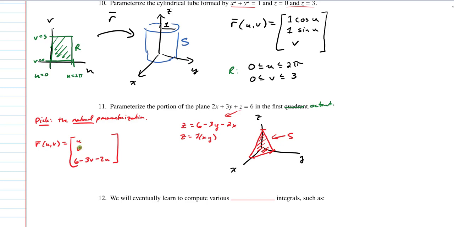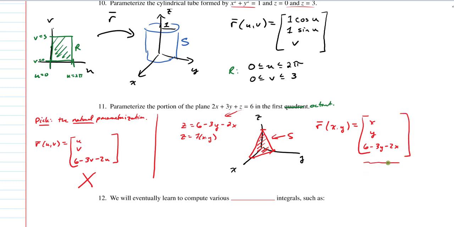But notice that it's almost like I introduced these new coordinates for nothing, because this is the x coordinate, this is the y coordinate, and this was just 6 minus 3y minus 2x, which is how I was already describing the surface to begin with. So if this is the case, rather than giving the parameterization in terms of u and v, or r and theta, we're just going to reuse the same variables that we've already got. So when we do this natural parameterization, we're just going to say r of xy is equal to xy and then 6 minus 3y minus 2x.